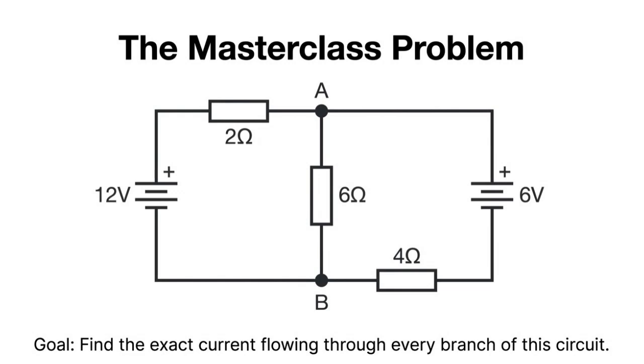Now let's move on to the masterclass problem. Here, we need to find the exact current flowing through every branch of this circuit. The circuit consists of two voltage sources, one with 12 volts and another with 6 volts, connected through a combination of resistors, 2 ohms, 6 ohms, and 4 ohms. The resistors are arranged in such a way that the 2 ohm resistor and the 6 ohm resistor meet at point A, while the 6 ohm resistor and the 4 ohm resistor meet at point B.